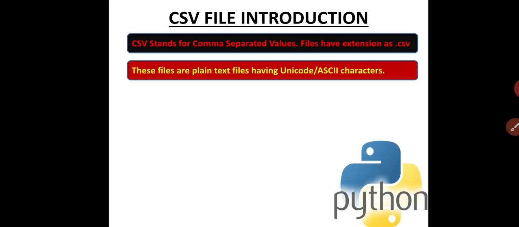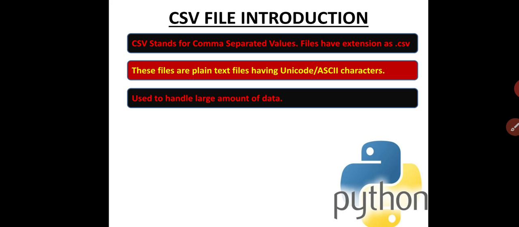So these CSV files are similar to the text files that we have already created in data file handling. In the beginning we created text files. Thereafter we used binary files. So now we are going to create CSV files, and CSV files and text files are similar kinds of files, but there are some differences. Those I am going to discuss later on.